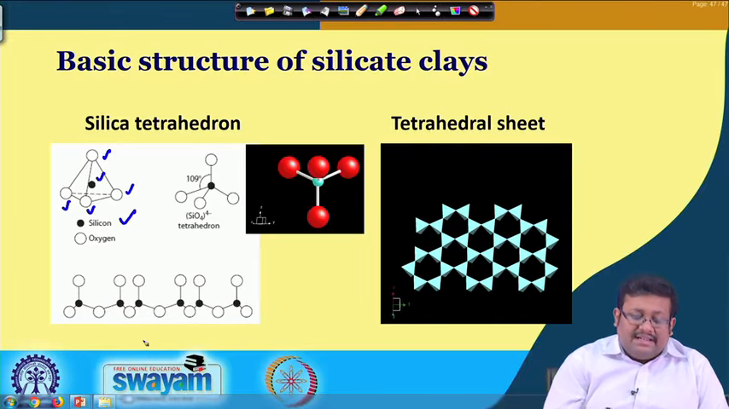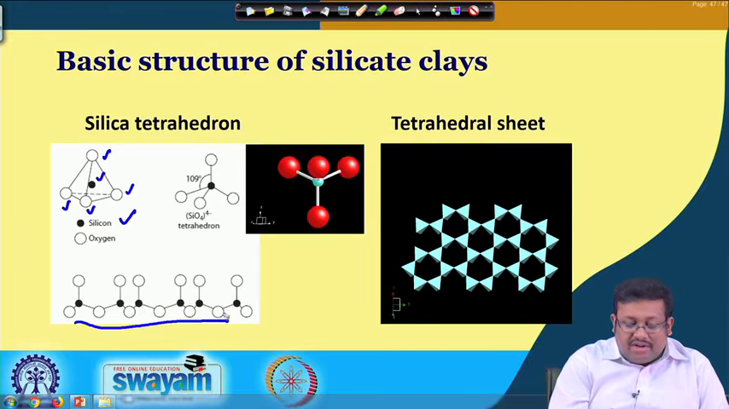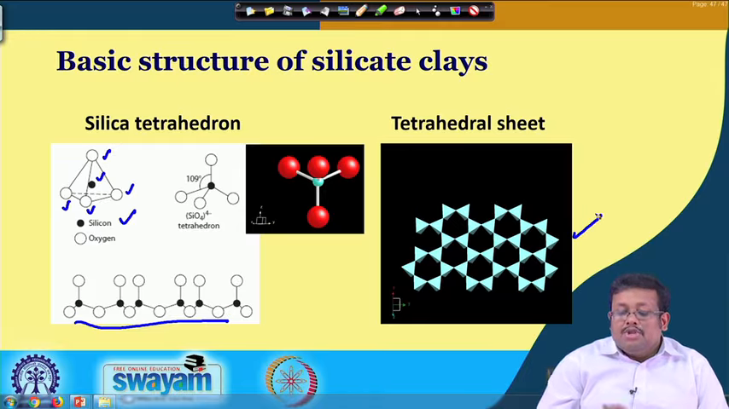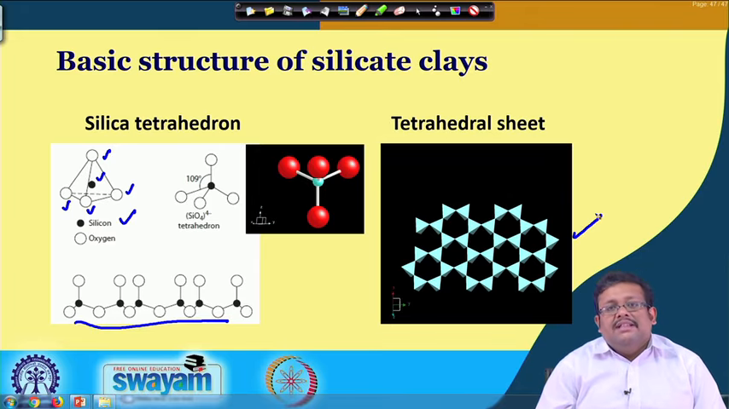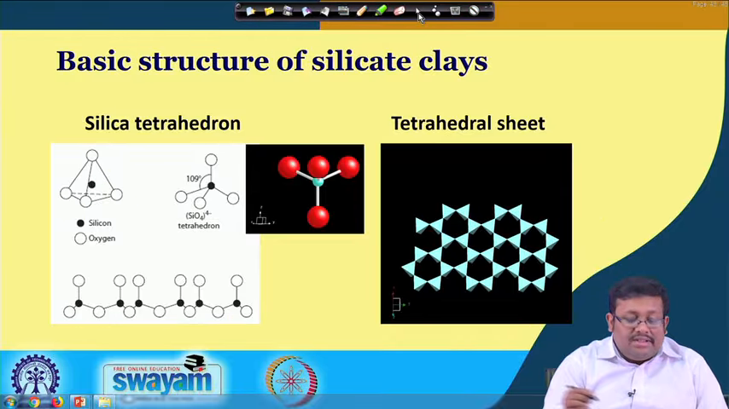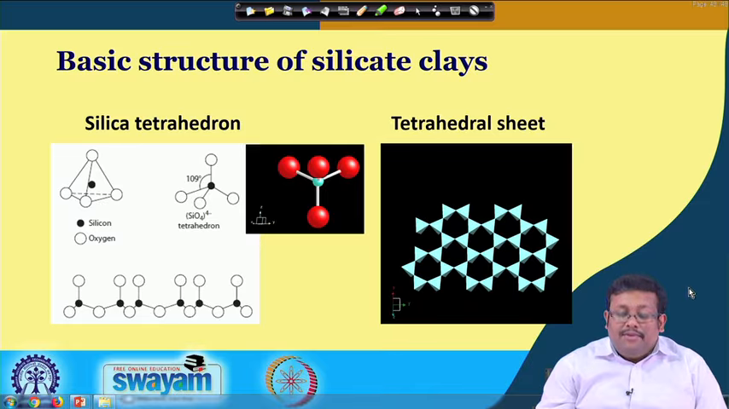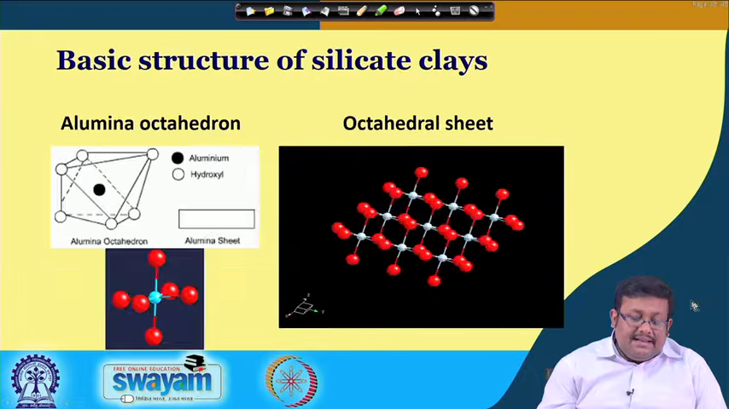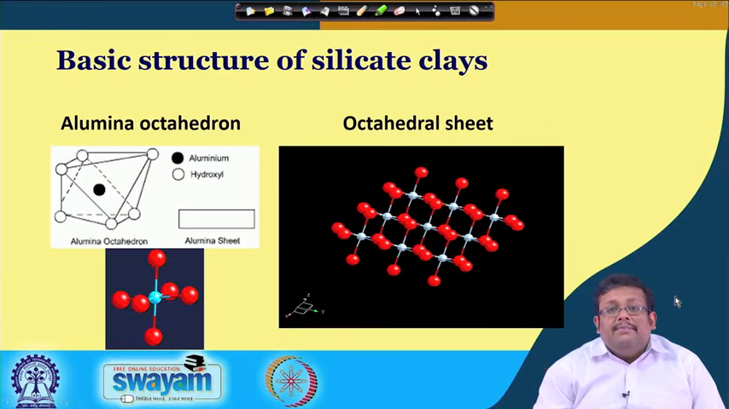When the silica tetrahedra share one oxygen with the adjacent tetrahedra, they form a sheet-like structure just like this. This is called a tetrahedral sheet, and it is one of the major important sheets which build the soil clay structure. So, this is the silica tetrahedra. If you go to the next slide, let us see what is another building block.